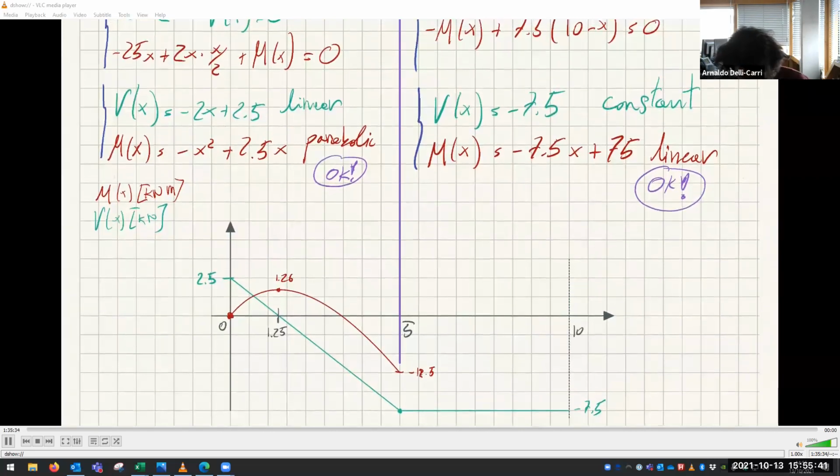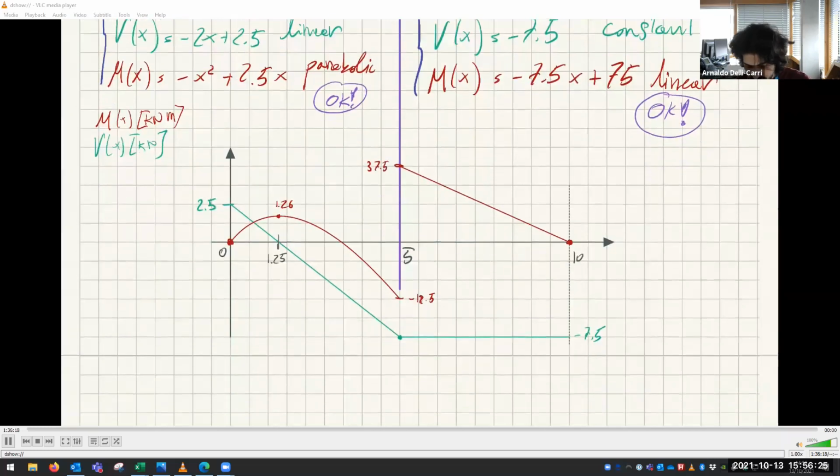And on this side, I do it at 5 and 10. It's linear, so I only need 2 points. So at 5 it is minus 7.5 times 5 plus 75. It's 37.5. So the moment here is 37.5. We have a large jump. Say here, 37.5. And at 10, it is minus 75 plus 75. So it stops here.